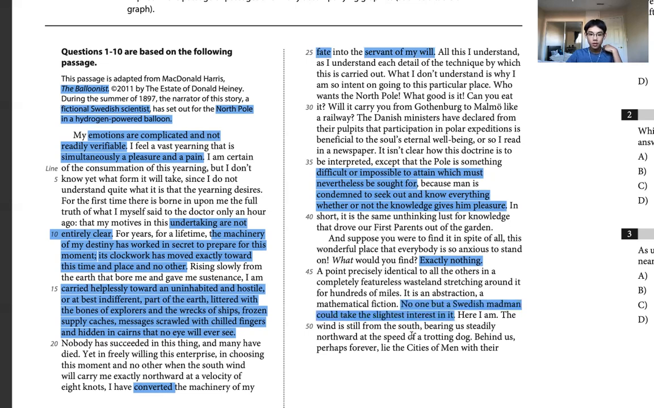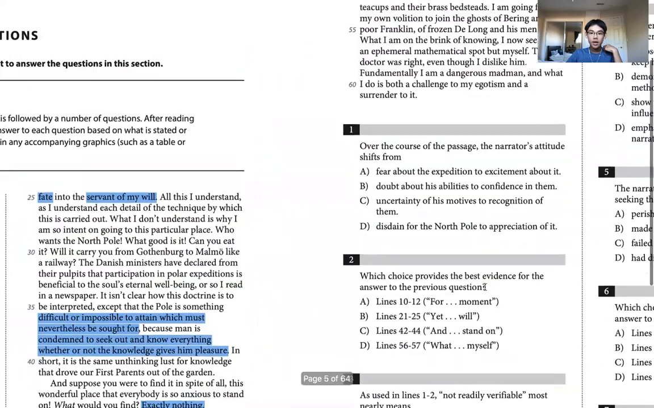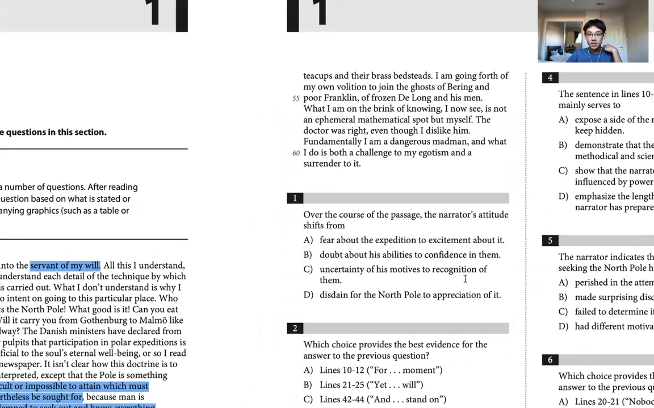Here I am. The wind is still from the south, bearing us steadily northward at the speed of a trotting dog. Behind us, perhaps forever, lie the cities of men, with their teacups and their brass bedsteads. I am going forth of my own volition to join the ghosts of Bering and poor Franklin, of frozen De Long and his men. What I am on the brink of knowing, I now see, is not an ephemeral mathematical spot, but myself. The doctor was right, even though I dislike him. Fundamentally, I am a dangerous madman, and what I do is both a challenge to my egotism and a surrender to it.